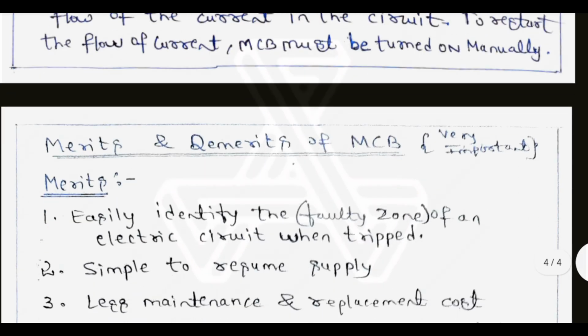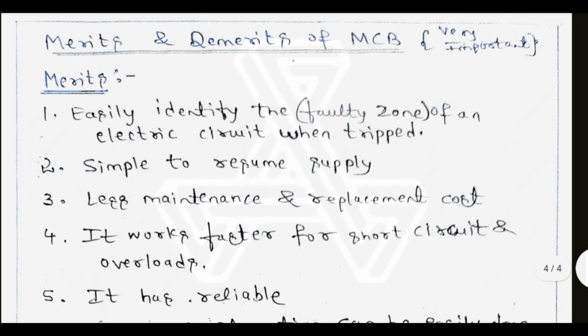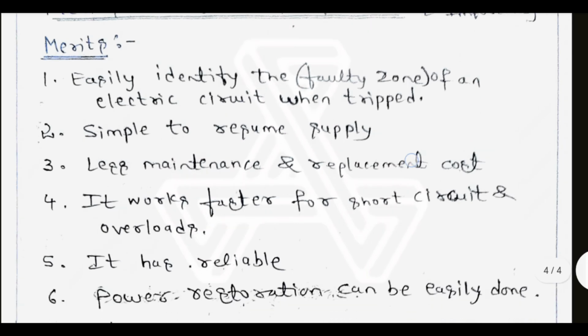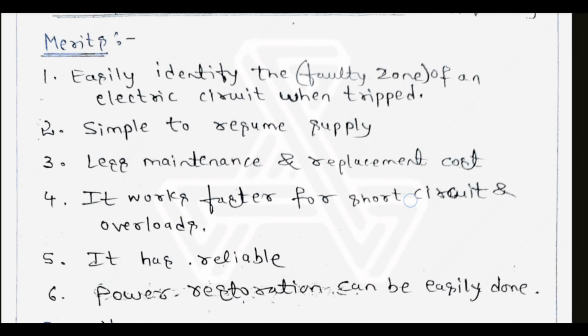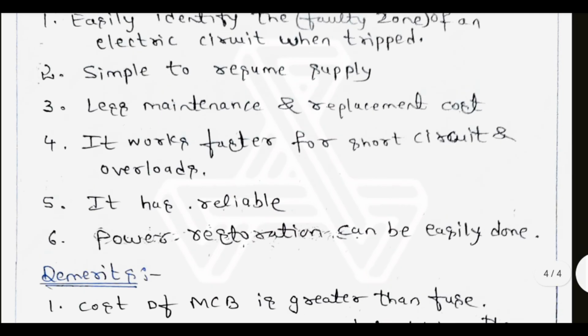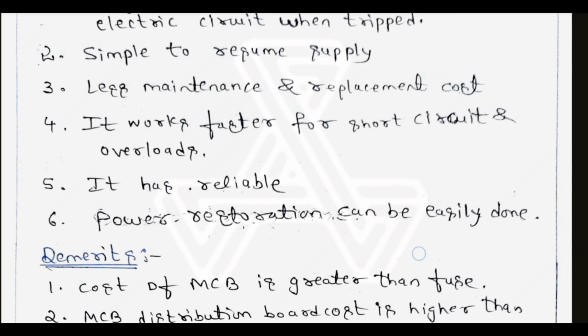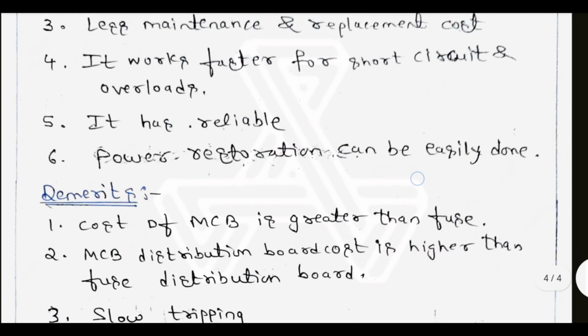Merits and demerits of MCB. Merits: easily identify the fault zone of an electric circuit when tripped. Simple to resume supply. Less maintenance, replacement cost. It works faster for short circuits and overloads. Reliability. Power restoration can be easily done.